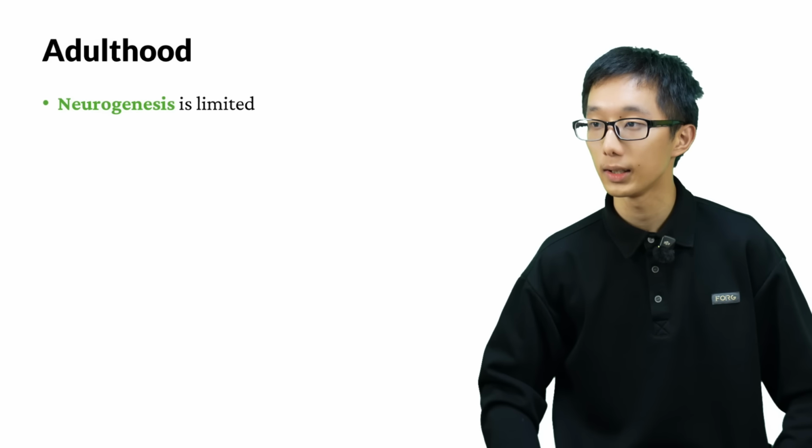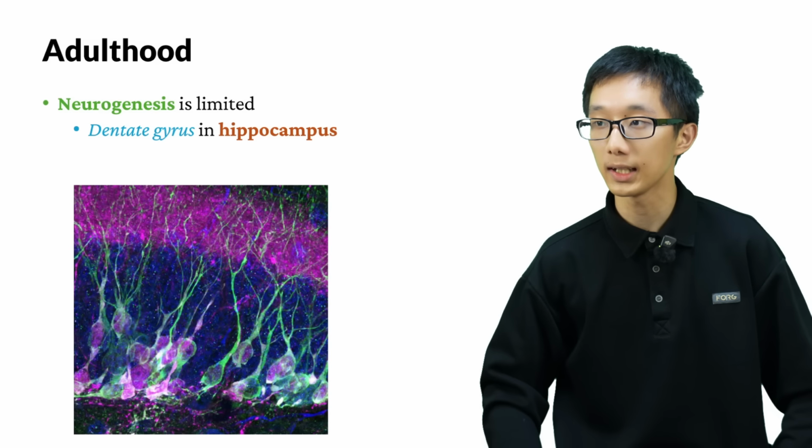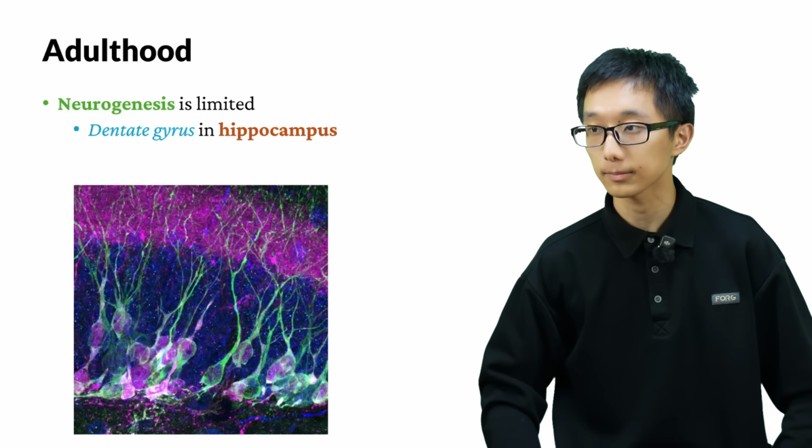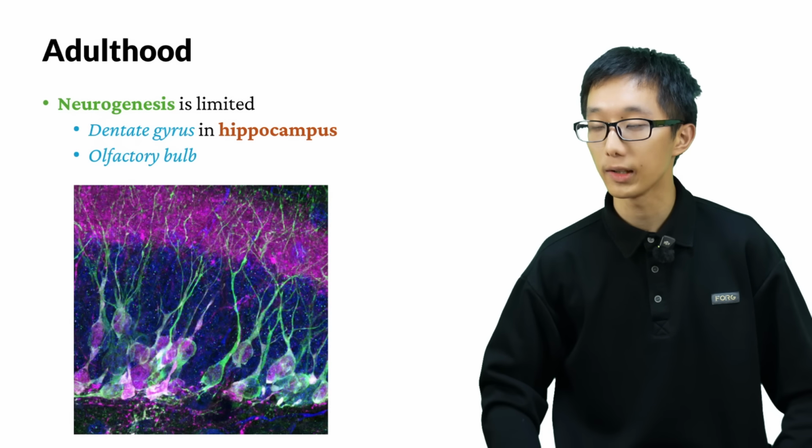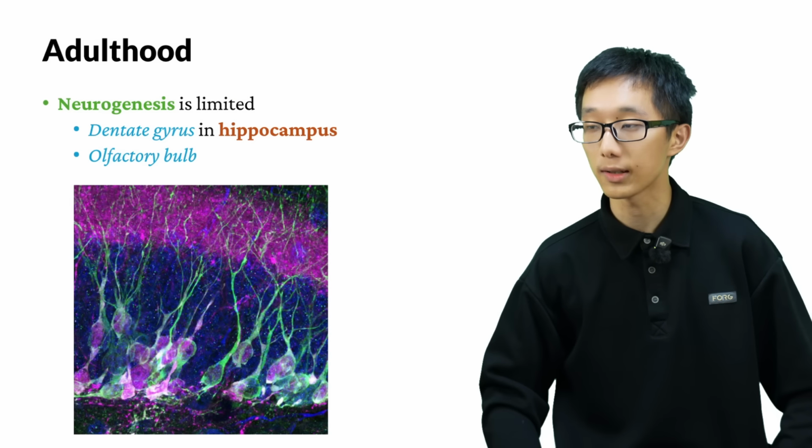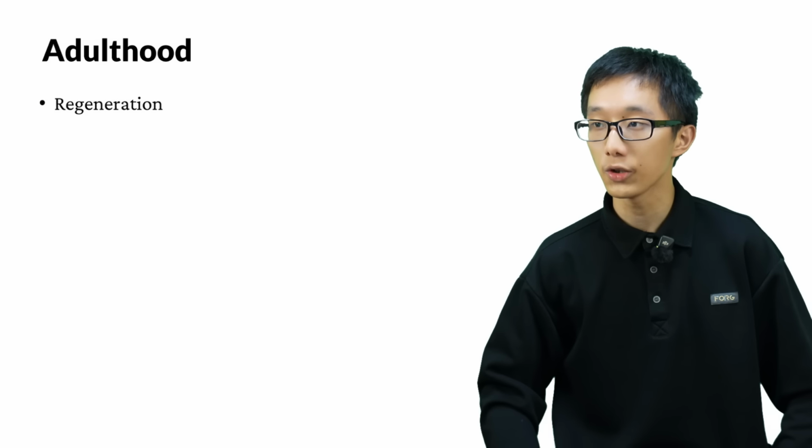Into adulthood. In adulthood, neurogenesis is now limited. It only occurs at certain sites. For example, the dentate gyrus in the hippocampus. New neurons in the hippocampus help us form new memories. The olfactory bulb is a bulb that receives olfactory, or smelling, information. Since these neurons are extremely susceptible to external influence and sometimes die out, we need neurogenesis to fill in the blanks. In adulthood, regeneration is also limited.